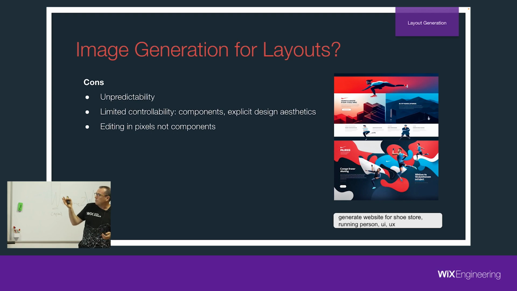The other thing is that you have really limited controllability. How do you specify that I want this button of a specific style in my layout? Or how do I specify design aesthetics, like a specific padding, margins, alignment, etc.? Doing all of that in natural language seems really weird. And if you want to edit the layout that you got, it's actually an image, so you need to edit it at the level of pixels. But as designers, or people building layouts, we really want to work at the component level. So this is probably not the best way of doing things.